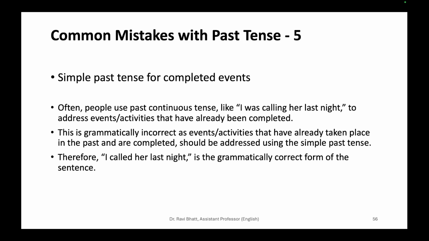Now, moving on, the last example, the last error that we often commit: simple past tense for completed events. For example, often people use past continuous tense like "I was calling her last night" to address events or activities that had already been completed. Now, this is grammatically incorrect, as events and activities that have already been completed in the past should be using simple past tense. For example, therefore, "I called her last night" is the grammatically correct form of the sentence.